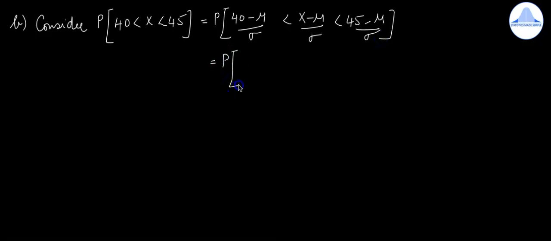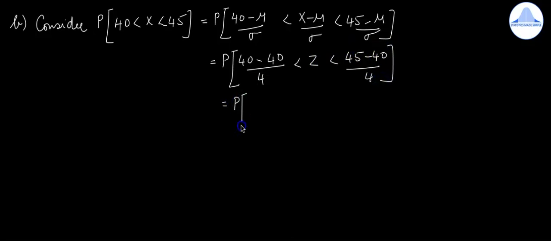So this is probability of (40 minus 40) divided by 4 less than z less than (45 minus 40) divided by 4, which is equal to probability of 40 minus 40 is 0, and 0 divided by any number will be 0, less than z less than (45 minus 40) by 4, is 5 divided by 4, which is 1.25.